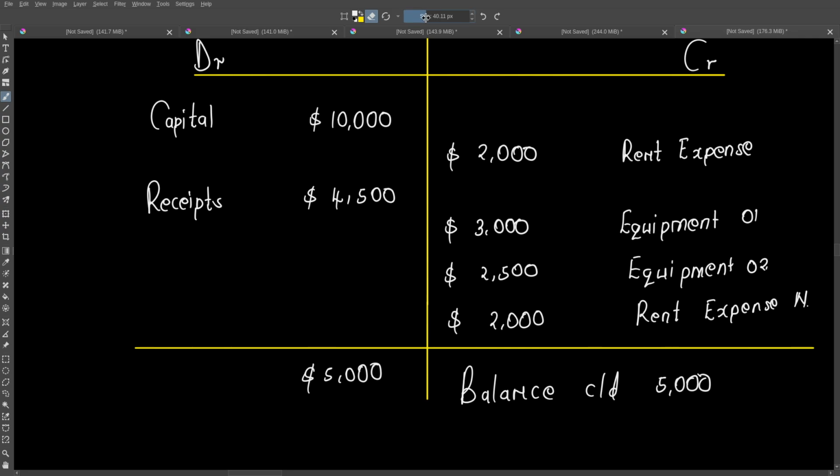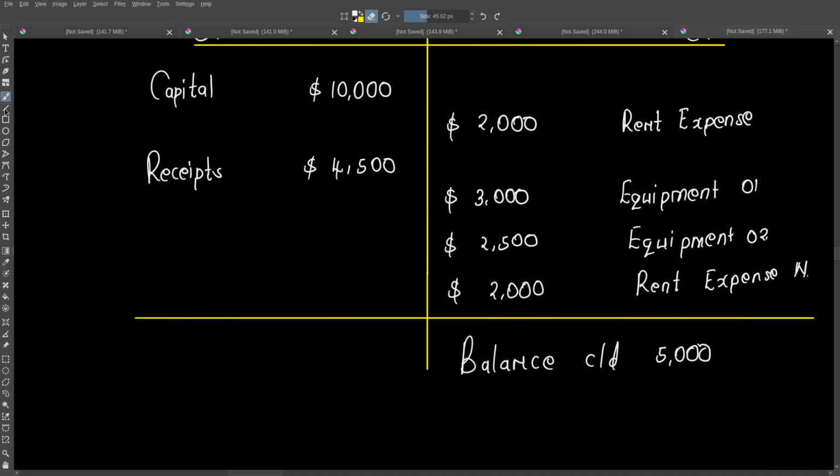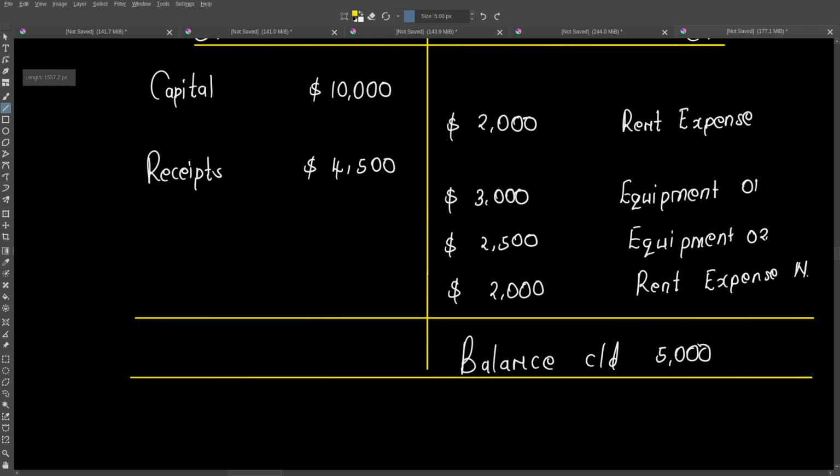When you have this balance carried down on the credit side, you're going to see that the account is going to balance. Let me show you. This side is going to total to 14,500 when you sum, and this side is going to be 14,500. So you see the account is balanced.